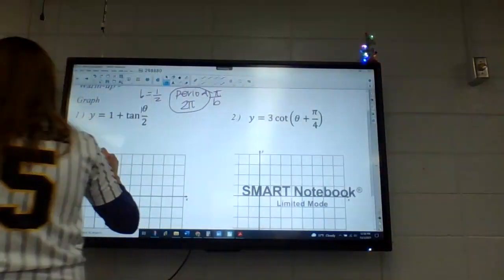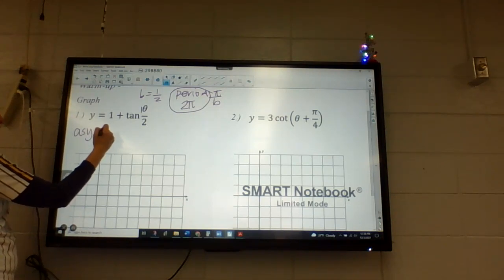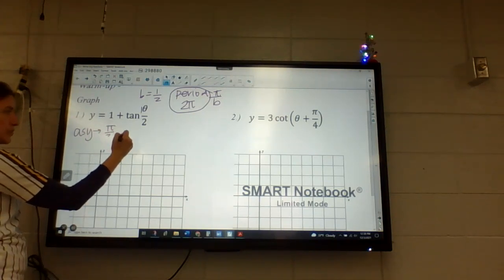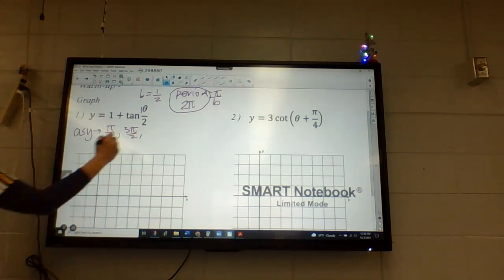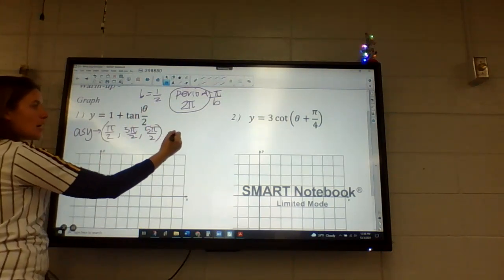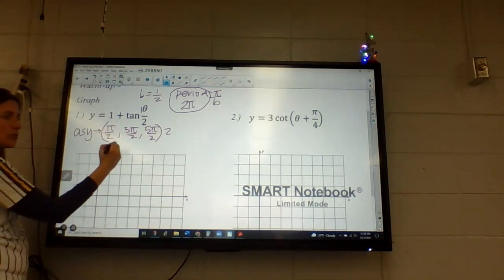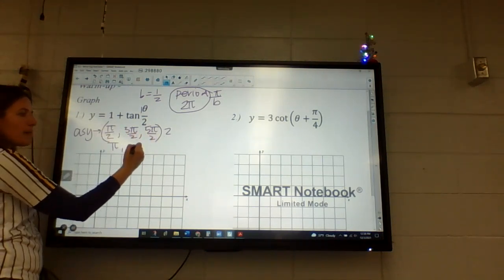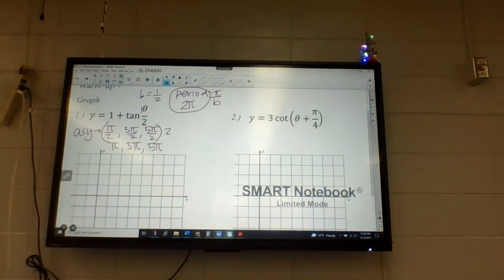Asymptotes in tangent are normally at pi over 2, 3 pi over 2, at all the halves, just because that's the rule for tangent. They're always at the half values. But since our period doubled, we have to double this. If it was halved, we'd have to halve that. Whatever we do to the period has to be done to the asymptotes. So if I double pi over 2, it's just pi. If I double 3 pi over 2, it's just 3 pi. So these are where my new asymptotes are going to be.